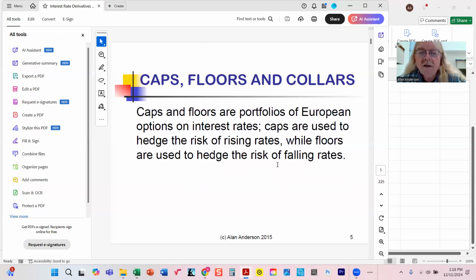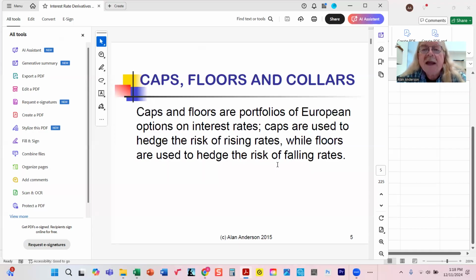What's interesting about these products is that they usually are structured as not a single option, but as a portfolio of options that mature at different points in the future. For example, a cap might actually include options that have expiration dates in the next 3, 6, 9, and 12 months. And each individual option is called a caplet. Okay, so in other words, you have four caplets within a cap in that case.